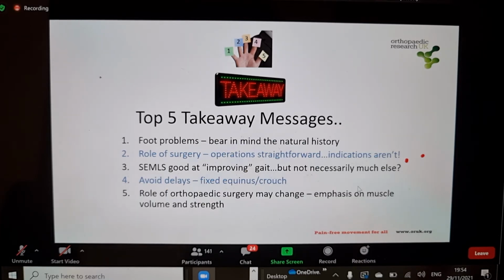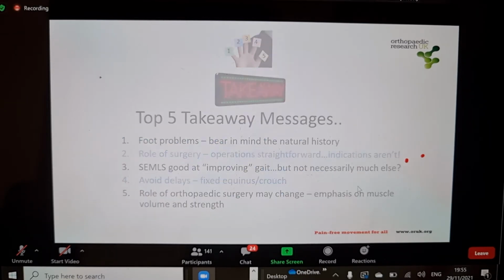And finally, hopefully I've introduced this concept that maybe we as orthopedic surgeons need to think differently about what it is we're bringing to the party here. We should think about what our surgery can do for patients' muscle strength and muscle volume as much as the passive things like range of movement. So that's all I have to say on this.